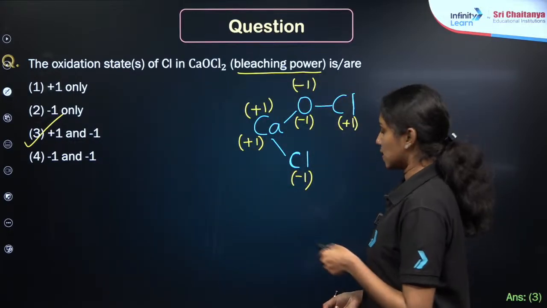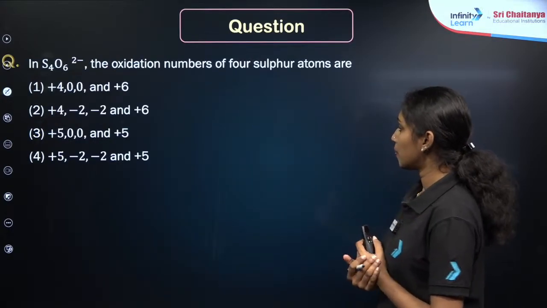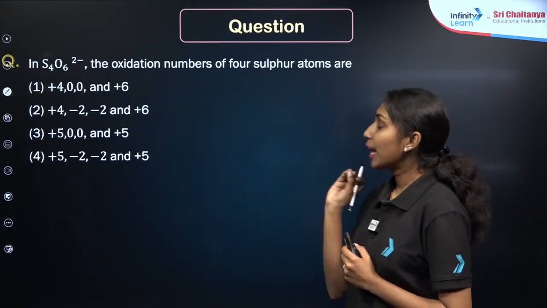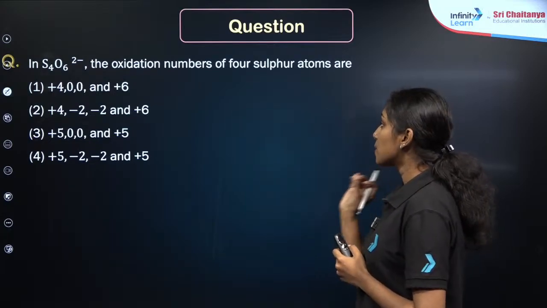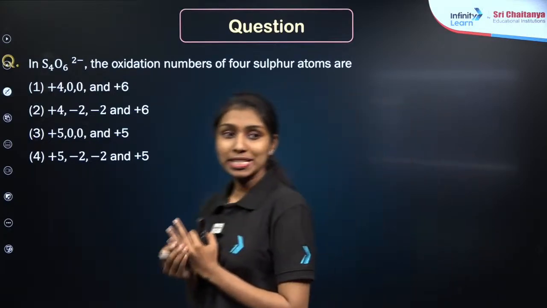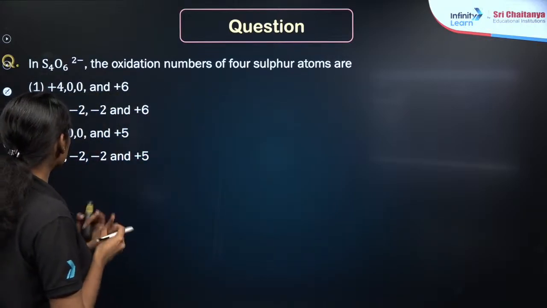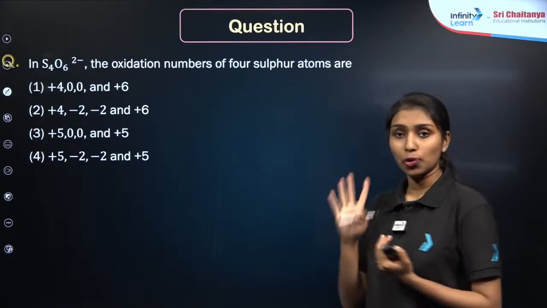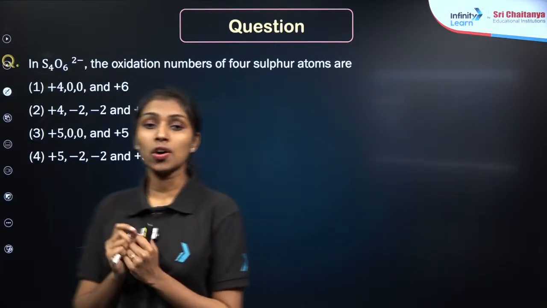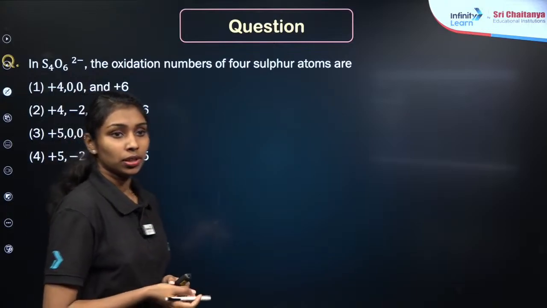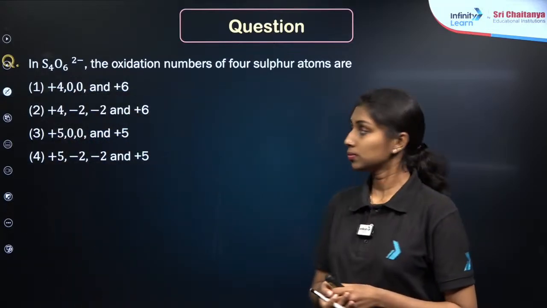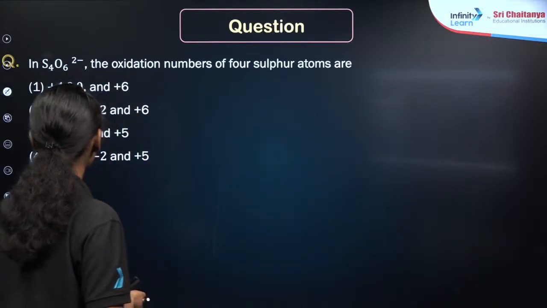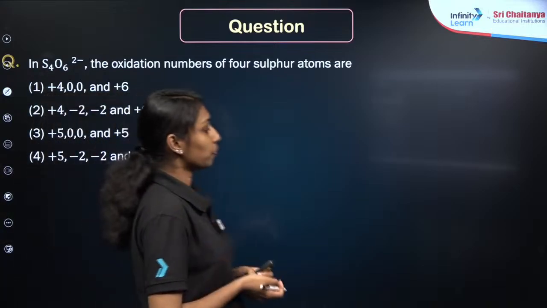Okay, now let me move to the next question. In the case of S4O6, the oxidation numbers of the four sulfur atoms are. First, you must have an idea about the structure of S4O6, then find out the oxidation number of each of the sulfur atoms. Four sulfur atoms are present here. What will be the answer?